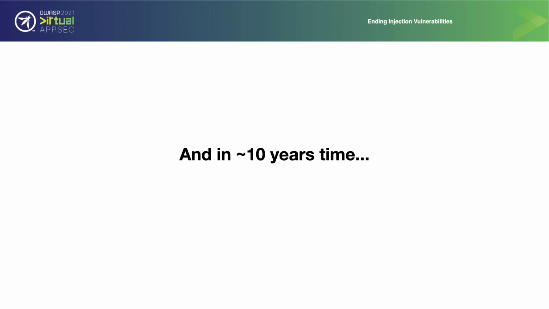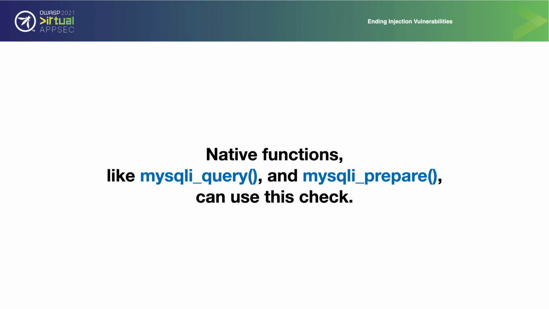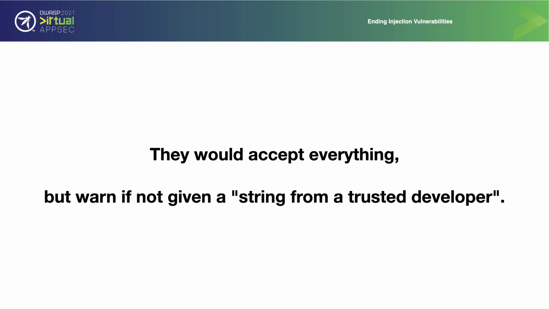So how would this work in, let's say, 10 years' time, once all of the libraries have started using this? Because you'll notice the libraries here are just checking their input. The output, specifically how the native functions like MySQL query and MySQL prepare work, those are not being checked yet. Now, how we go about this is very much up for debate, but theoretically, how about they accept everything, but they can warn if not given a string from a trusted developer.